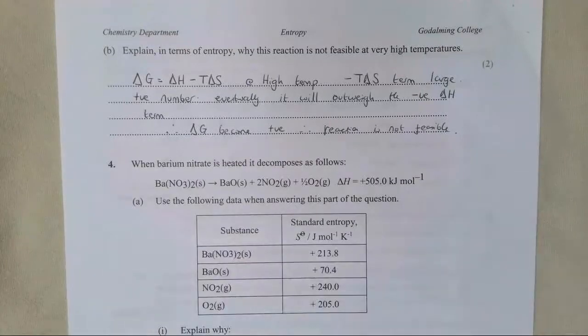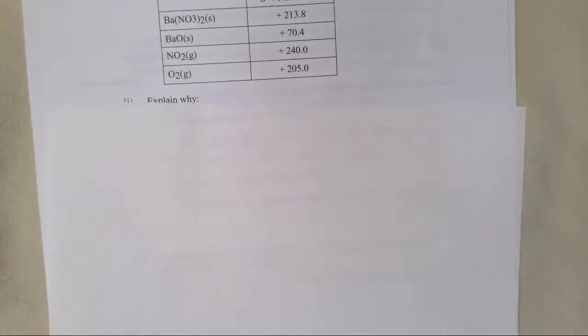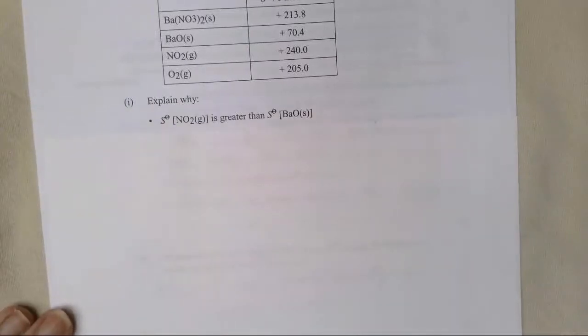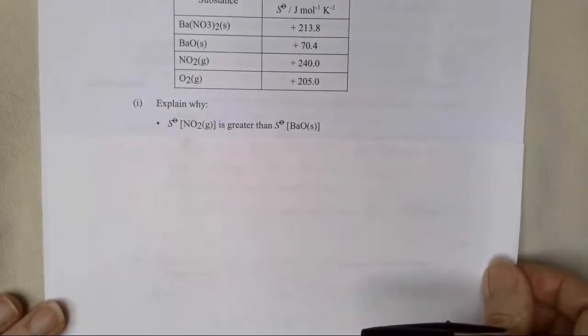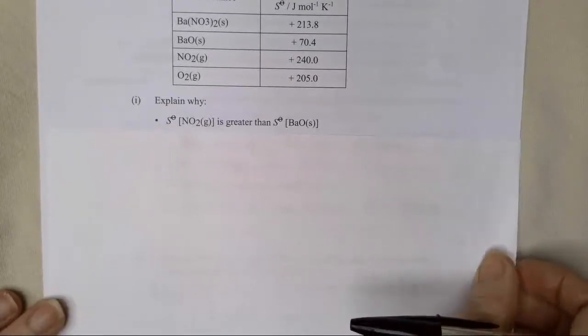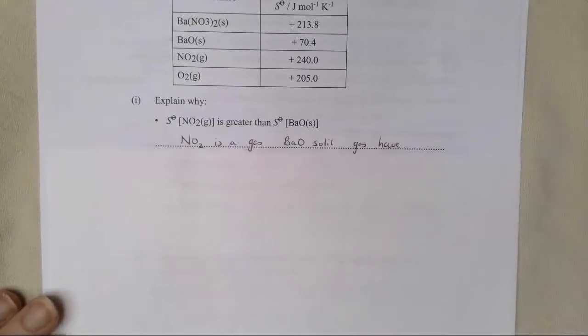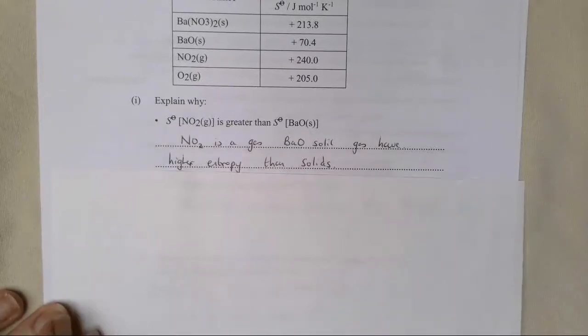Okay, so next question, we're on to question 4. And we're asked to explain why the entropy of NO2 gas is greater than that of BaO solid. And this is a very, very straightforward question. It's basically, well, one's a gas and one's a solid. Gases have higher entropy than solids, so therefore it has a higher entropy.